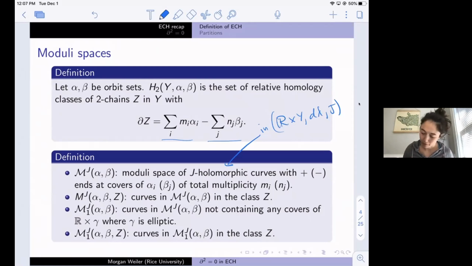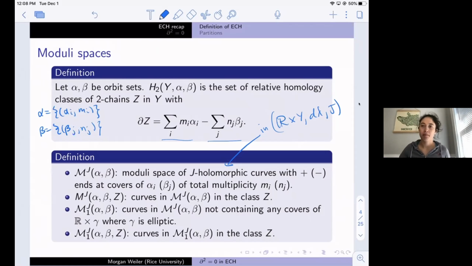So here alpha is equal to the pairs alpha i, m i, and beta is equal to all the pairs beta j, n j. And if I add a Z, that just means I'm only considering those in the relative homology class Z. And then if I add a subscript 1, that means I'm not allowed to contain any covers of cylinders over elliptic orbits.